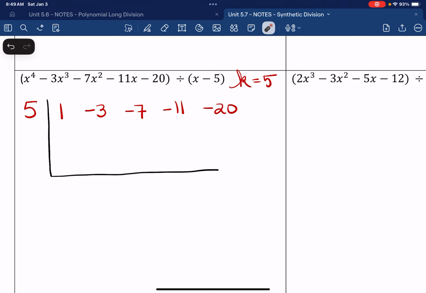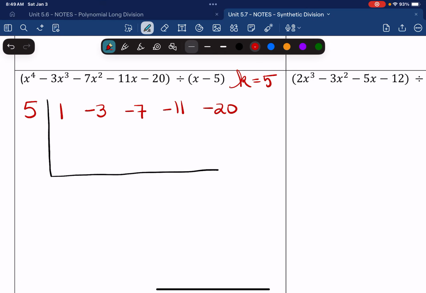I don't need any placeholders because we go straight from x to the fourth, x cubed, x squared, x to the first power, and a constant, okay? And you do always want to finish with a constant. If you don't have a constant, then make sure you put 0 on the end. But we've got ours, so no big deal.